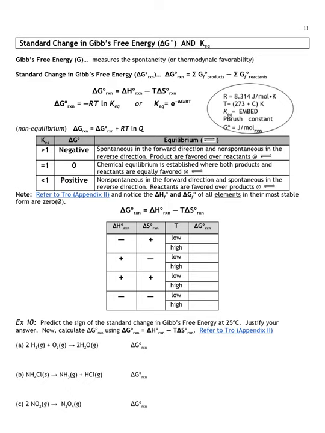Now we get into standard Gibbs free energy. And this is the ultimate variable we are looking for so we can understand whether a reaction will be spontaneous or not. It measures the spontaneity of a reaction, or whether it's thermodynamically favorable or not, okay? So thermodynamic favorability. So the equation to calculate Gibbs free energy, there's several ways actually.